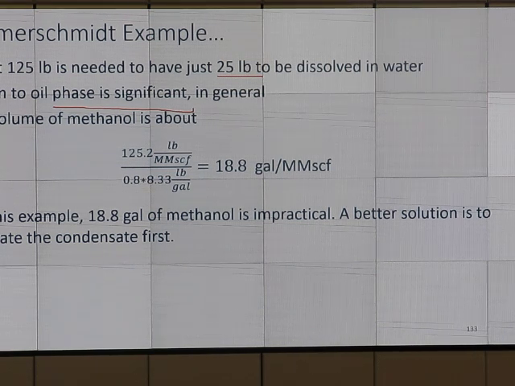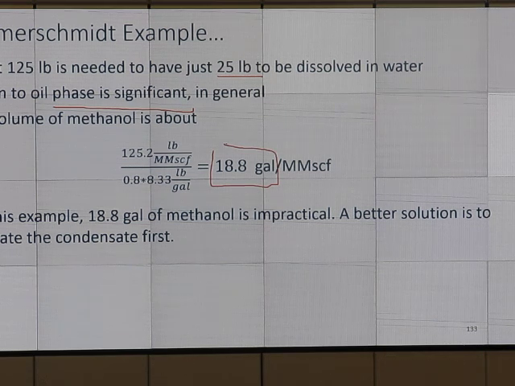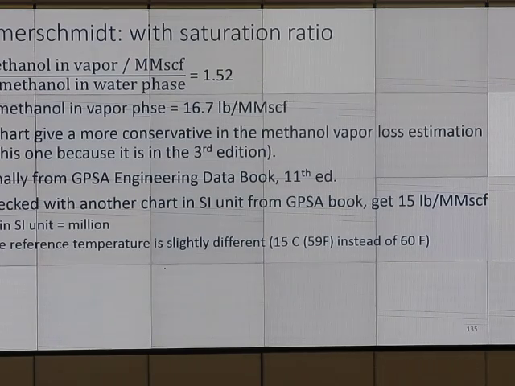Okay, the volume of methanol, let's do some calculation: 125 pounds per million standard cubic foot divided by 0.8 multiplied by 8.33, so 18 gallons per million standard cubic foot. So 18 gallons of methanol is impractical. The better solution is to separate the condensate first before adding the methanol, if possible. Okay, if possible. And now you know how to do this, right?